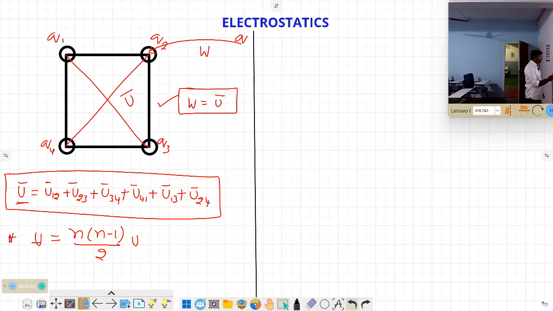So note this formula because we can apply it later. What is the formula for this? n into n minus 1 by 2, that is n(n-1)/2. If you want to check it, you can verify it this way.